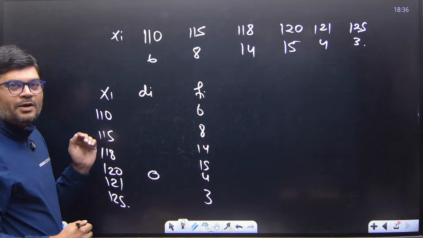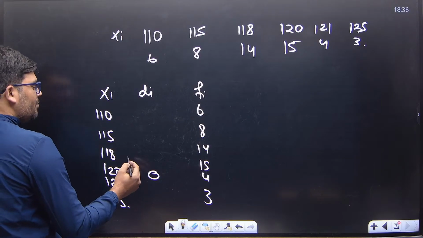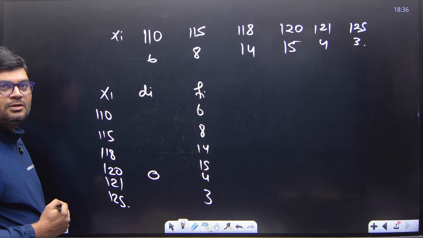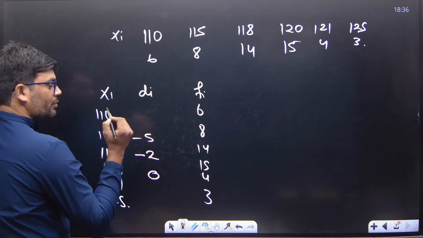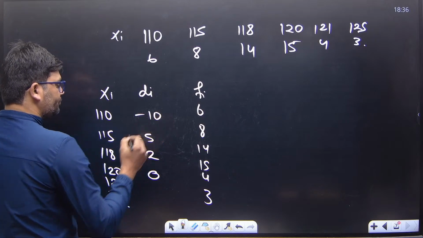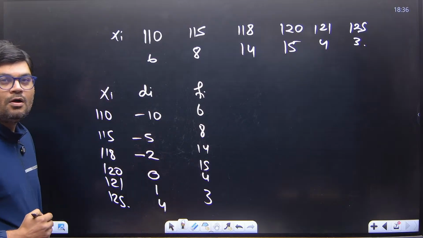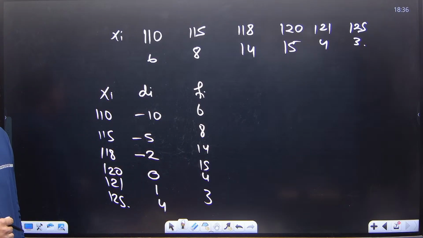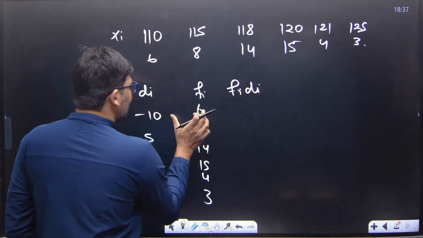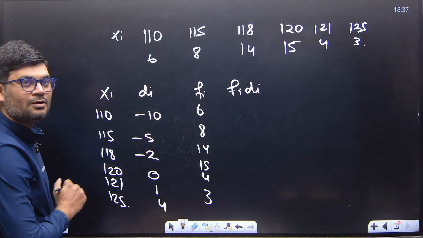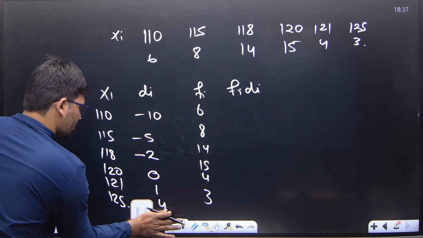Because 120 minus 120 is how much? 0. Now 180 minus 120 is how much? Negative 2, negative 5, negative 10. Below that you have 1 and 4. Now you do fi di. You see, surprisingly, now this is very less. It will be 5.